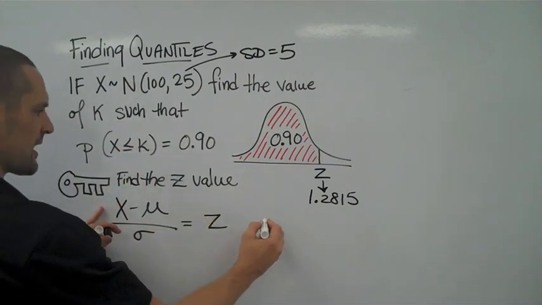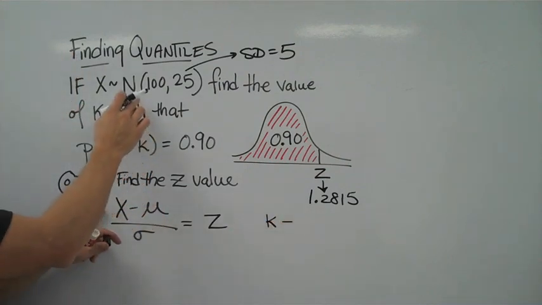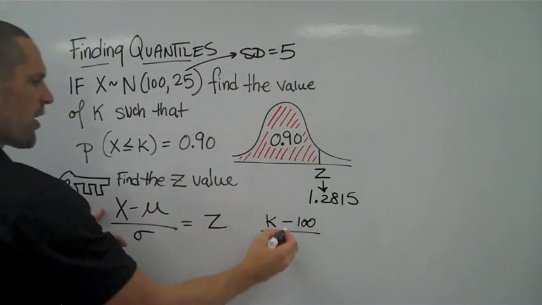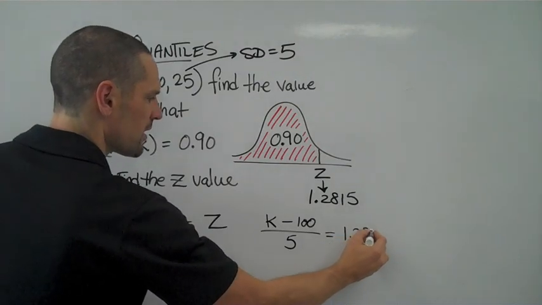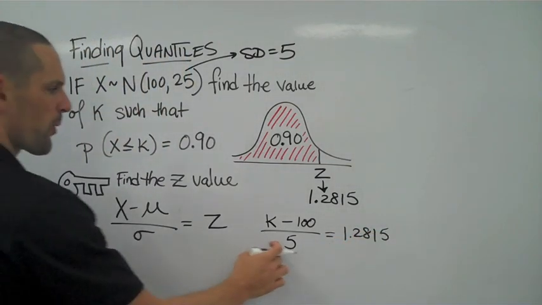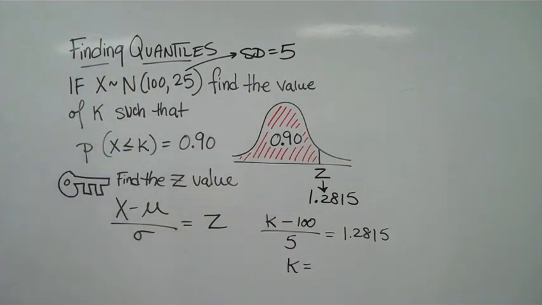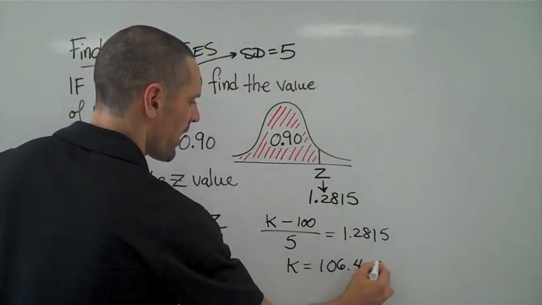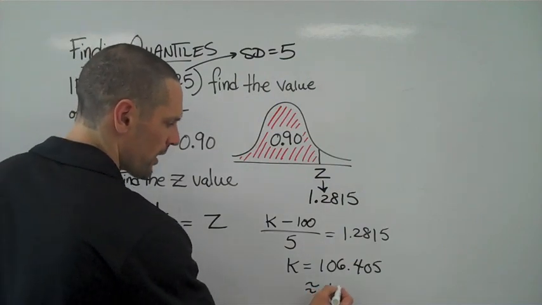This will be k, some value of k that I don't know, minus our average, which is 100, divided by our standard deviation, which is 5, is equal to some z-value, which is 1.2815. I can multiply both sides by 5 and then add 100, and I'll get k ultimately is equal to 106.405. If I'm asked to write in three sig figs, I'd say that's about 106.